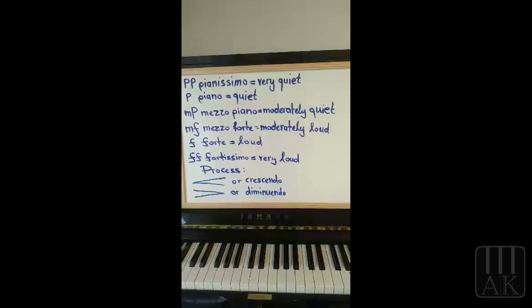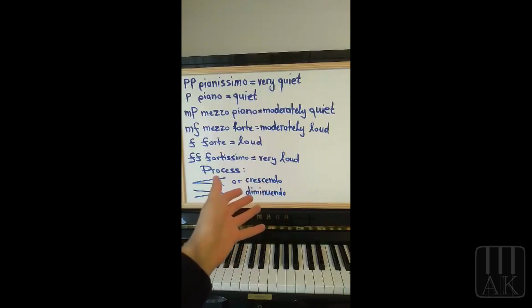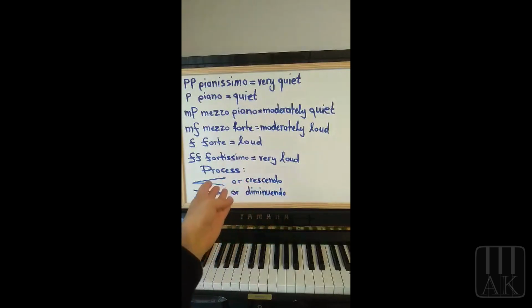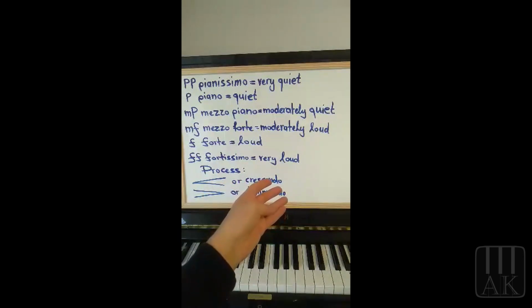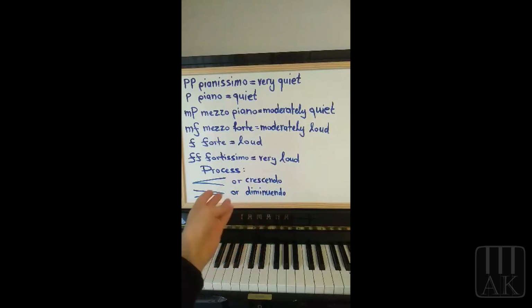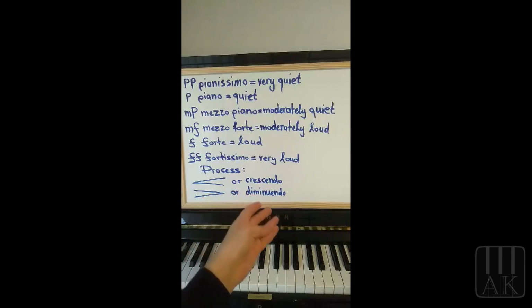And now let's talk about the processes. What are the processes? It is the change between dynamics. They don't always stay still. They have change in them, either increasing, becoming more loud, or decreasing. So crescendo, or the symbol here, indicates that we have to increase our strength, our dynamic, we have to grow it. And the opposite, diminuendo, or with this symbol, which means to diminish the strength of our voice or of our playing if we're playing an instrument.